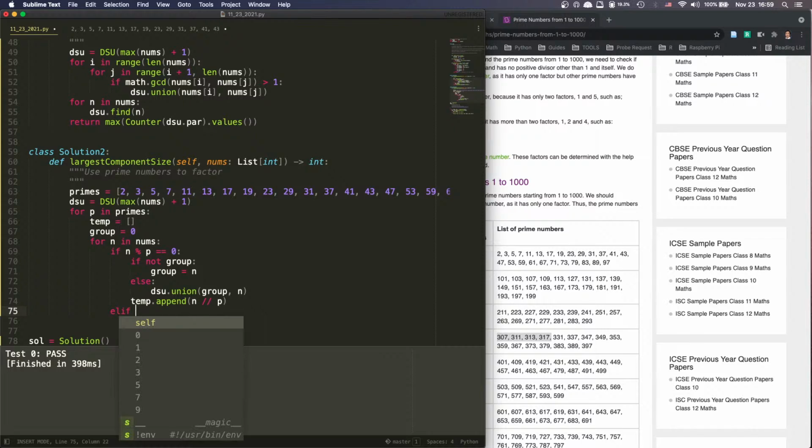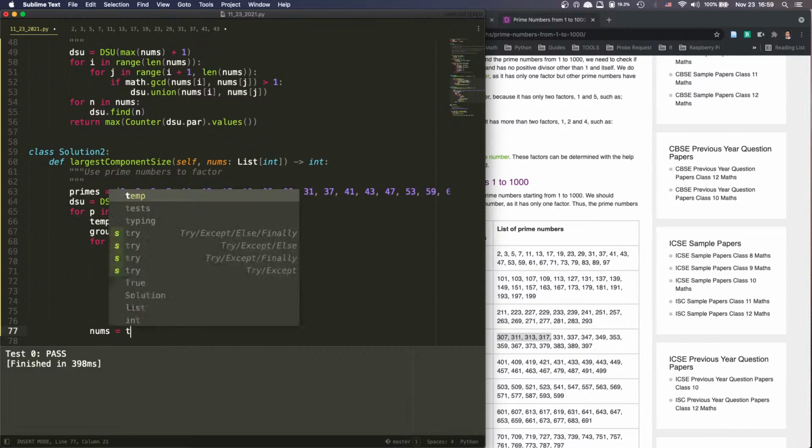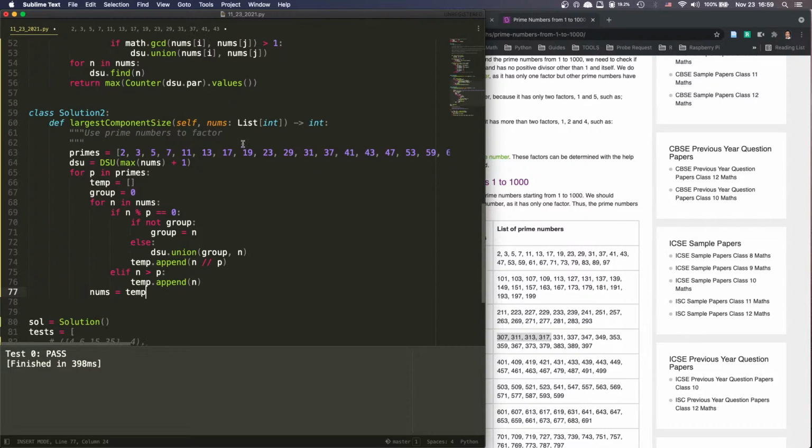If n is larger than p, right? If n is smaller than p, then we don't append. So temp dot append n. If it's larger than p, we just add it. And when we go through everything, we say nums equals temp. I'm changing nums, but that's fine. Nums equal to temp. So we go back up, group is this, we'll do it again, and every single time the list will shrink, right? The list will shrink, and eventually we're gonna do these two.